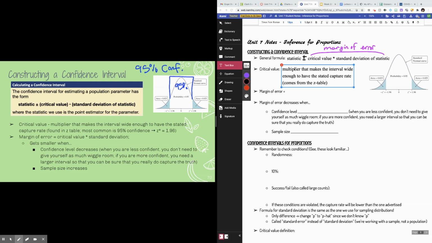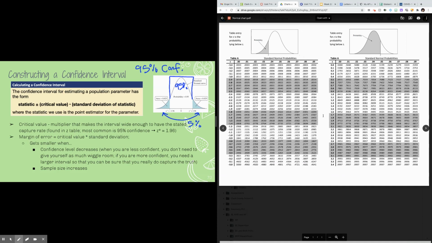Okay, so if we're trying to capture the middle 95% of the data, that means there's 5% left in both tails. So that means I'm looking for an area of 0.025. Okay, so I'm going to go over to my Z table. Here's my Z table. So I'm going to look inside my Z table.